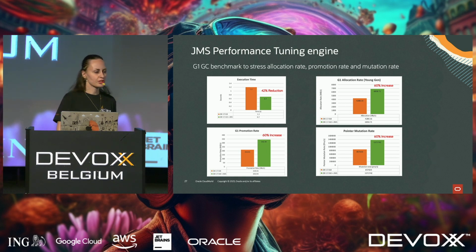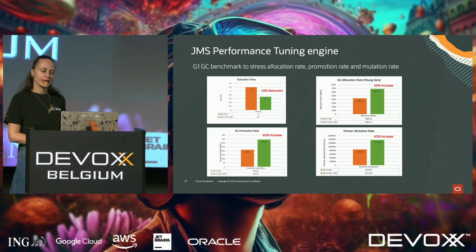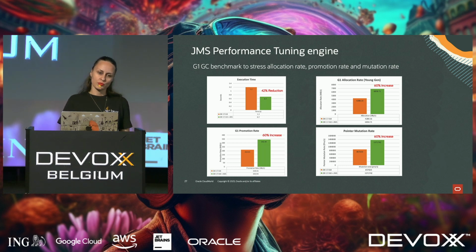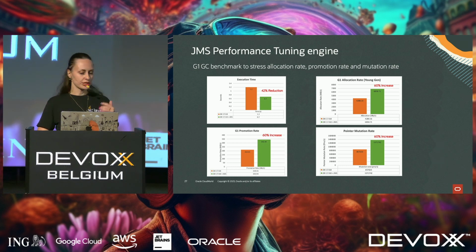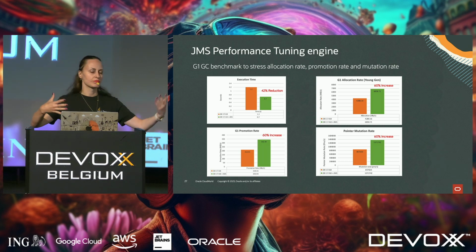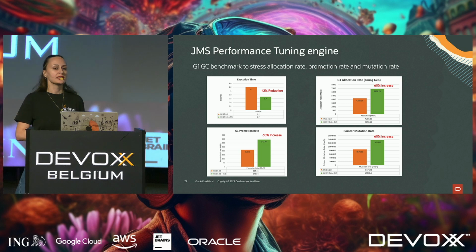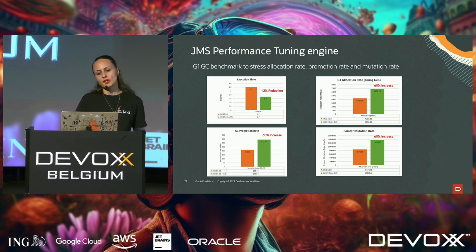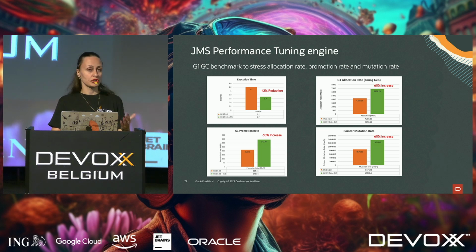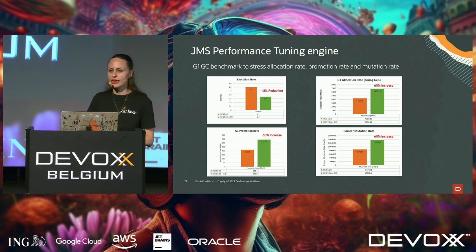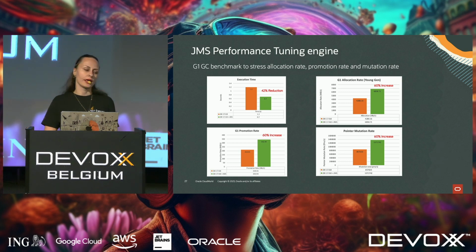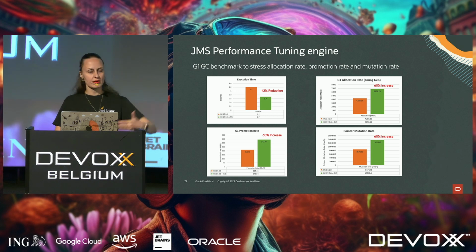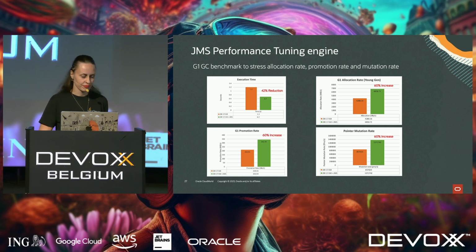Now, for the GMS performance tuning engine, we have some data for you. So we have a G1GC benchmark of improvement with the service. What you can see in orange is running a regular JDK 17.0.8. And what you see in green is after we applied the flags for tuning the JVM. In that case, we saw that the execution time was reduced, the allocation rate increased, the promotion rate increased as well, and also the pointer mutation rate increased as well. So thanks to the suggestions that came from there, everything was increased and improved.